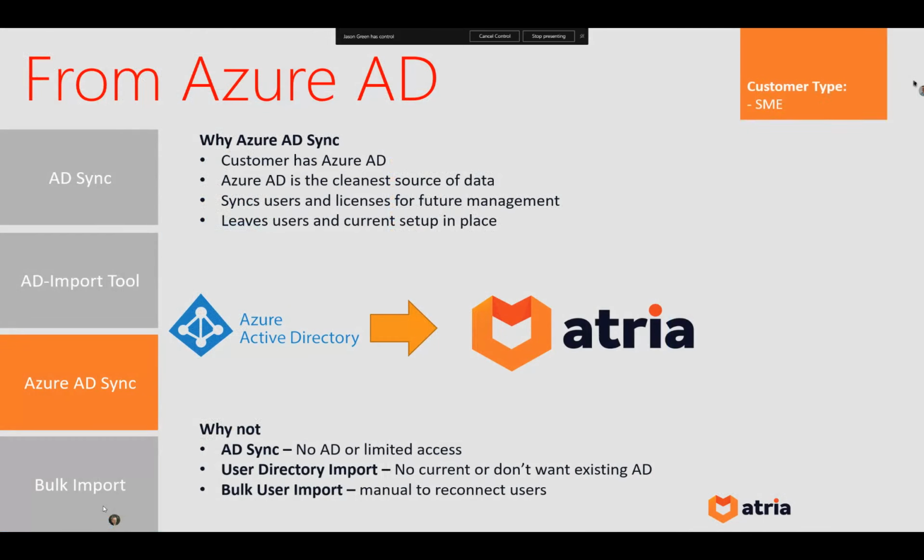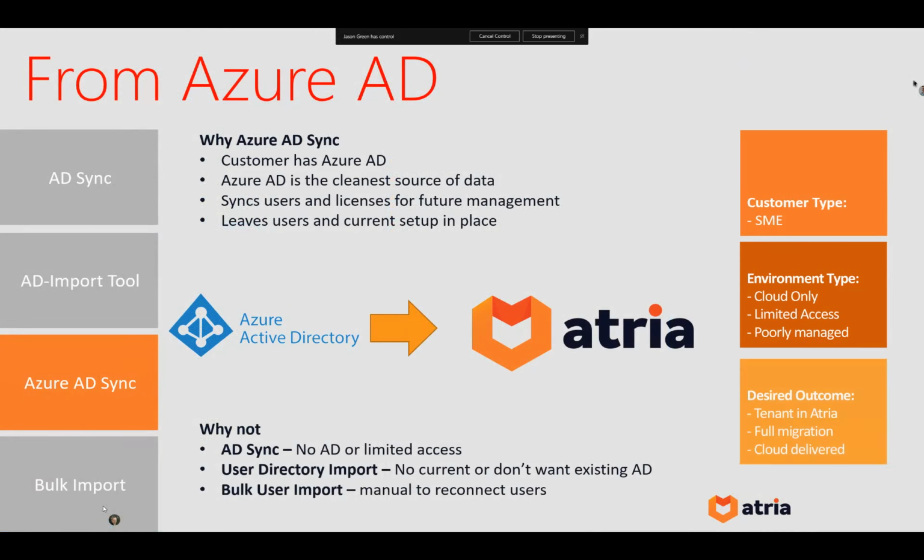So the next scenario is importing users from Azure Active Directory. This is a reasonably new scenario for us. And the most common use case we're seeing here is cloud-only customers, small businesses that are pretty much only using Azure Active Directory and Office 365, but you want to bring them into Atria. So you've got one place to manage all of those customers without having to give everybody admin access to your partner center and to your Office 365 tenants, and so that you can do effective licensing and billing.